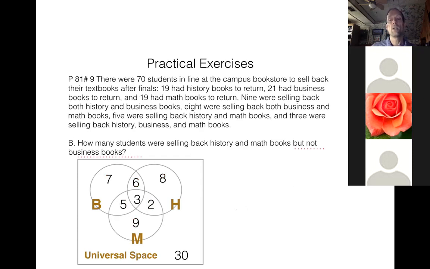Now we've got another one, and part B is saying how many students were selling back history and math books but not business books. I'm going to give you guys a minute or 2 to think about this and just send your answer back in the chat window.